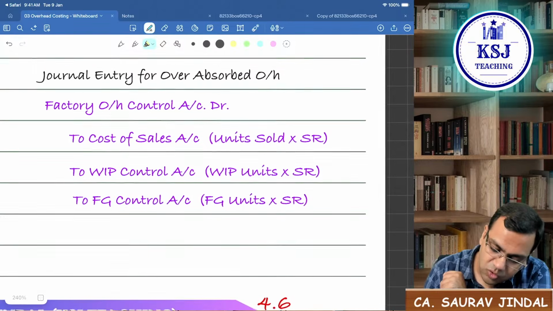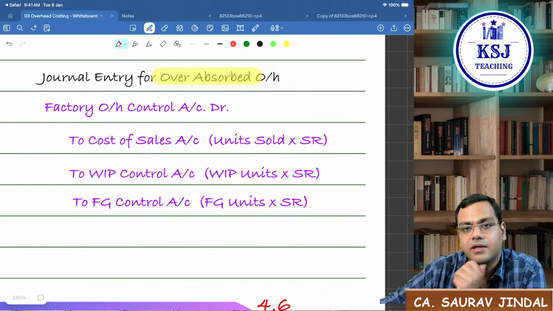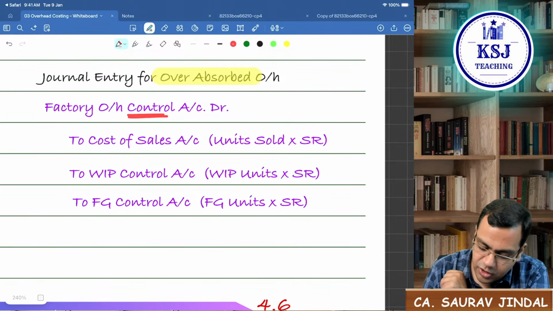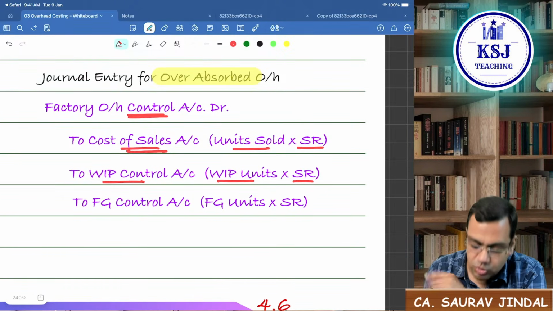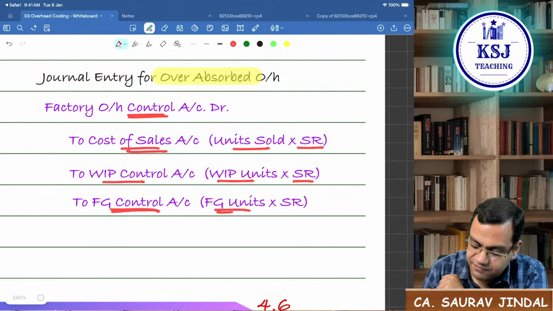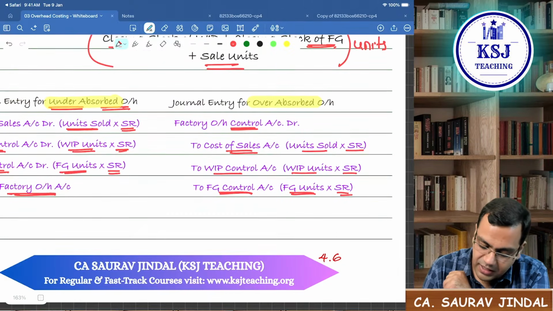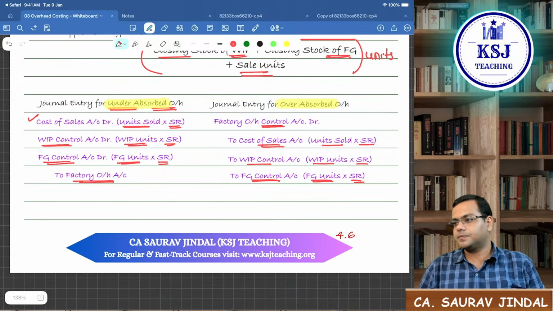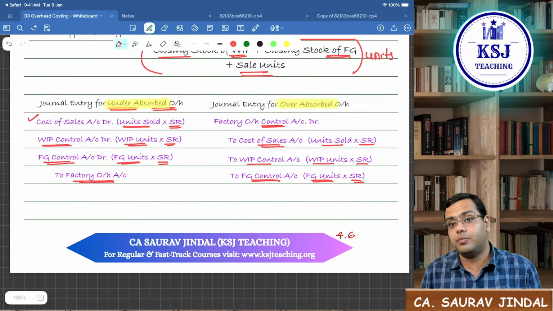In case of over absorption, what will be there? This entry will be reversed. Factory overheads control account debit to cost of sales, that is units sold into supplementary rate. WIP control, that is WIP units into supplementary rate, to FG control account, that is FG units into supplementary rate. Right? And normally the institute is asking for the journal entries on this. Clear with this? Now you have to be careful with 2-3 points here.